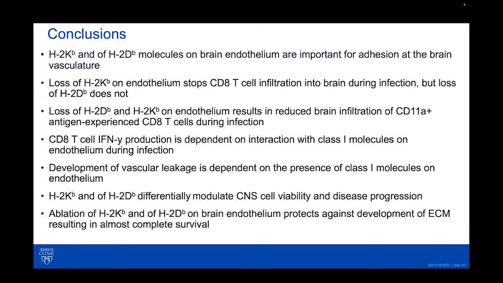Novel findings are that H2Kᵇ and H2Dᵇ are important for adhesion at the brain vasculature. Loss of Kᵇ stops CD8 infiltration, but Dᵇ does not. Loss of either results in reduction of antigen-experienced CD8s. CD8 interferon gamma production is dependent upon class 1 interaction. Vascular leakage is dependent on class 1.